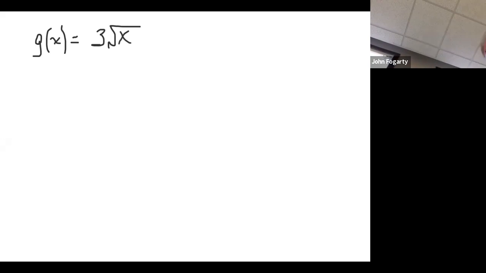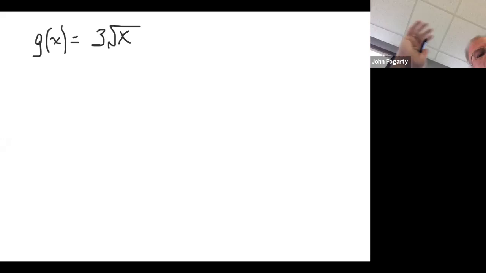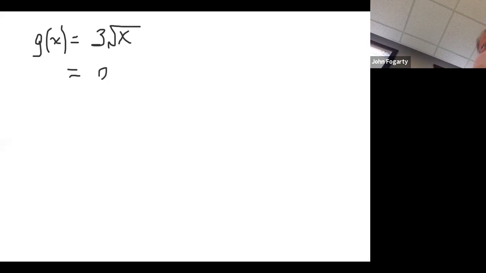Number 8 says g of x equals 3 times the square root of x. All right, so sometimes when we get used to doing a certain thing, for example, we've been doing derivatives of functions, we forget that really this simply means 3x to the half. Let me make that easier. This is really 3x to the half. So now all we do is what?